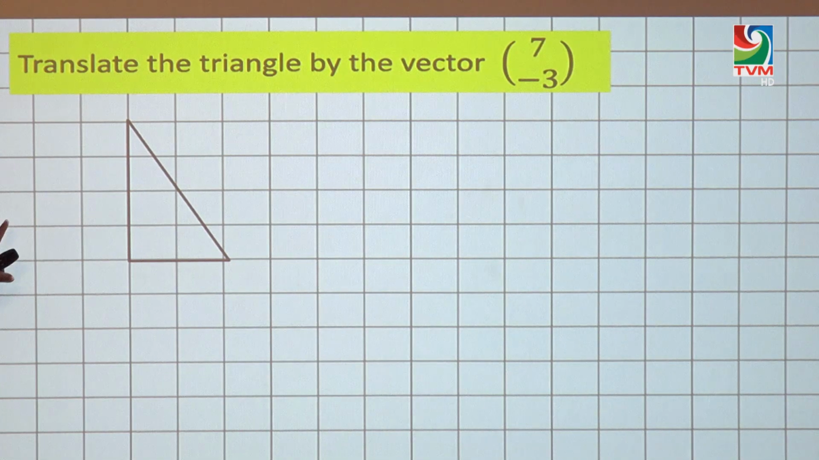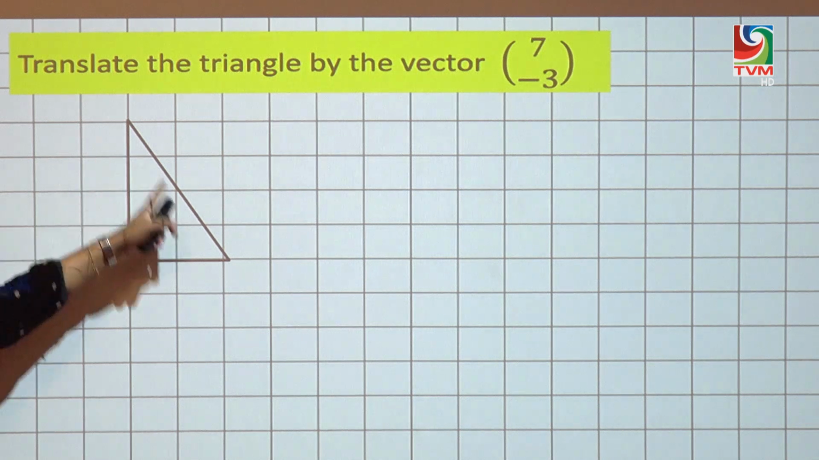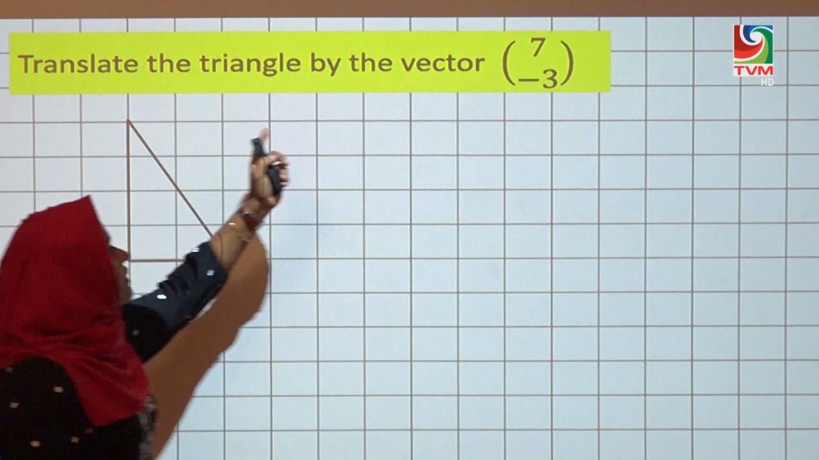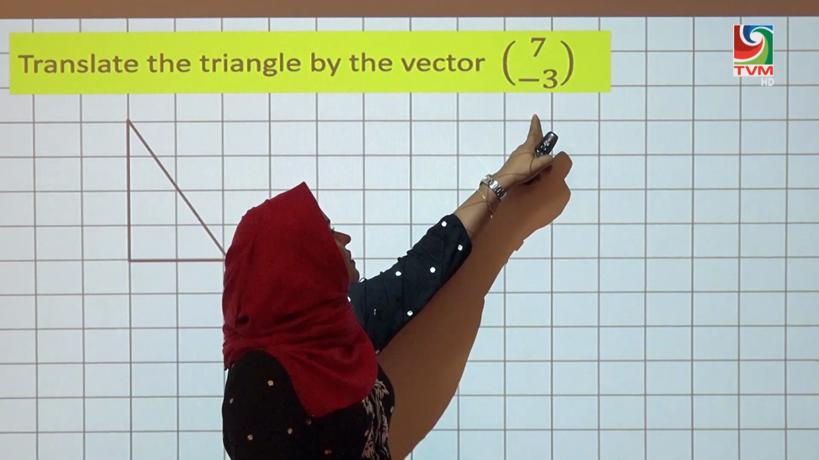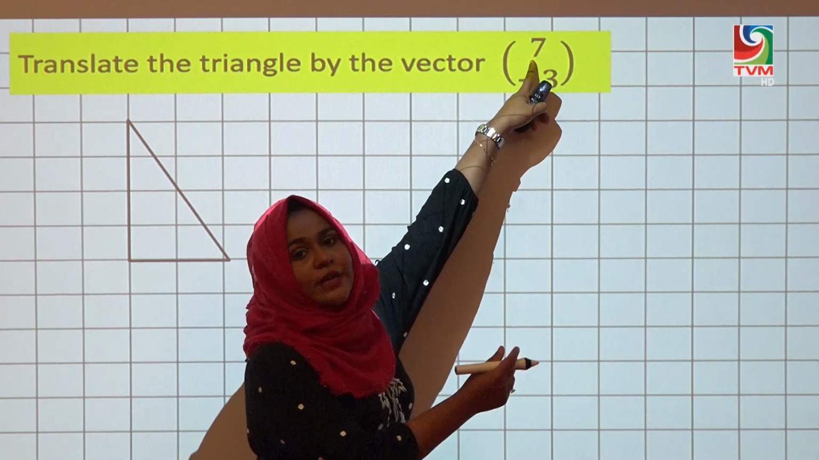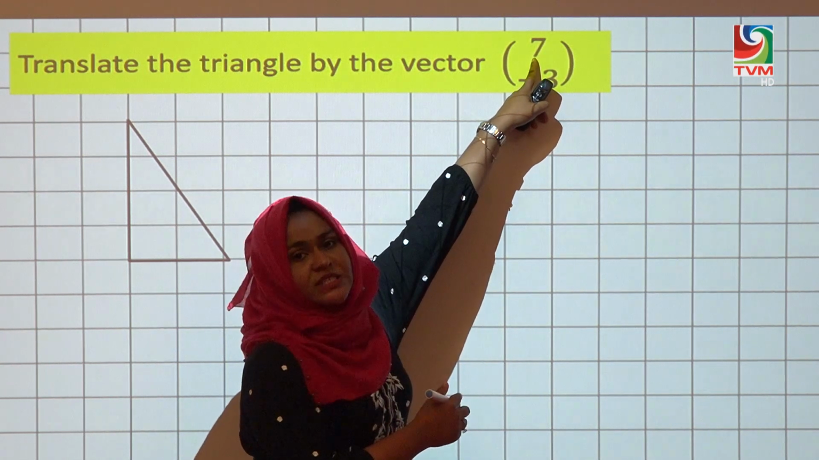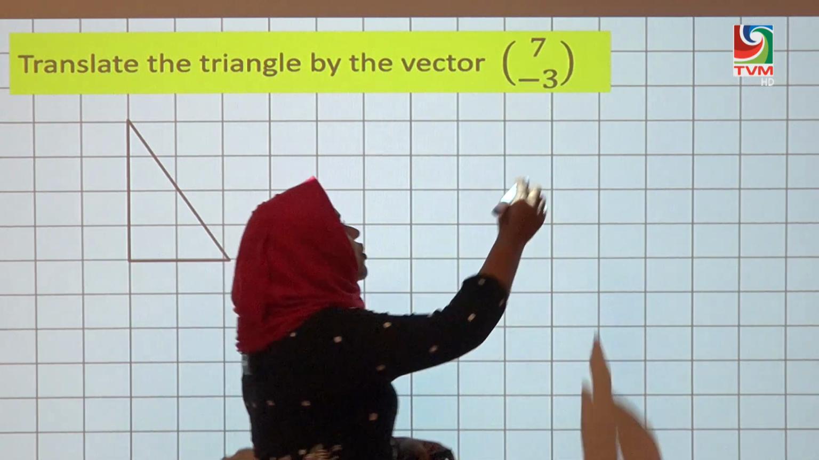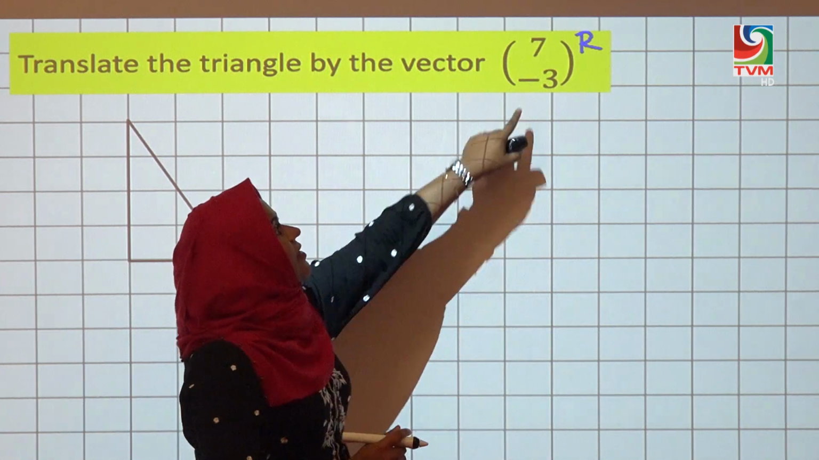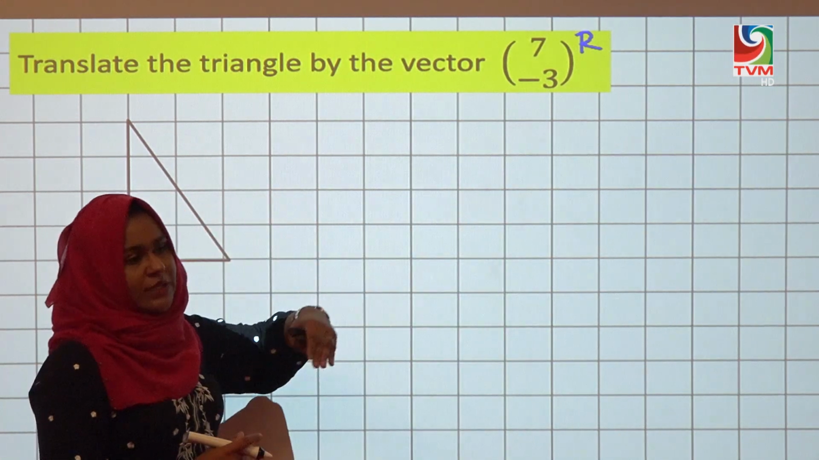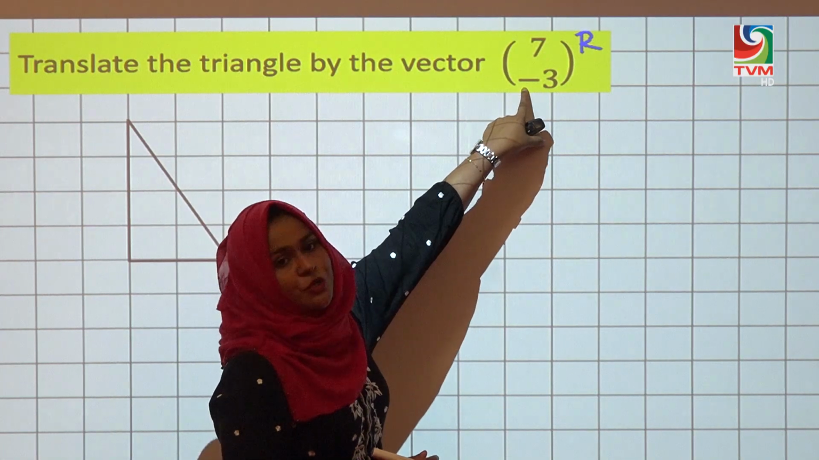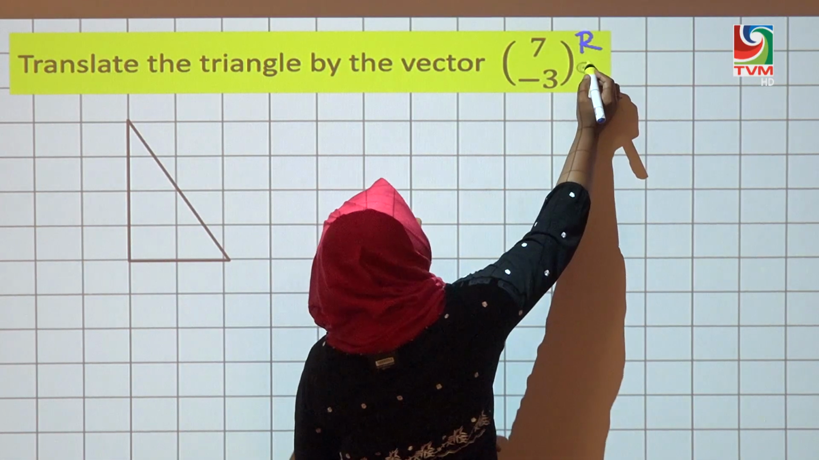Now, here is one more example. It says you have to translate the given triangle by the vector 7, minus 3. So, first you have to know what is meant by the vector 7, minus 3. We have two values. The first value indicates whether to move the object to the right or to the left. Since we have a positive 7, you have to move your object 7 units to the right. Now the second value, minus 3, is the movement along the vertical axis, up or down. We have negative 3, which means you have to move your object 3 units down.